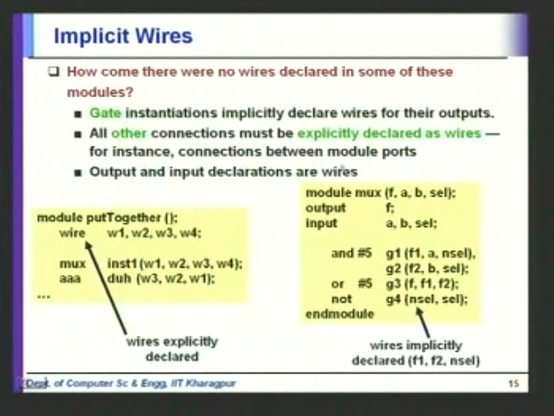For instance, connection between module ports like this W2, W2, these are wired together, and that is through this wire. And output and input declarations are wires. So you can use outputs and inputs which are defined here, like F, A, B, select, also as wires.